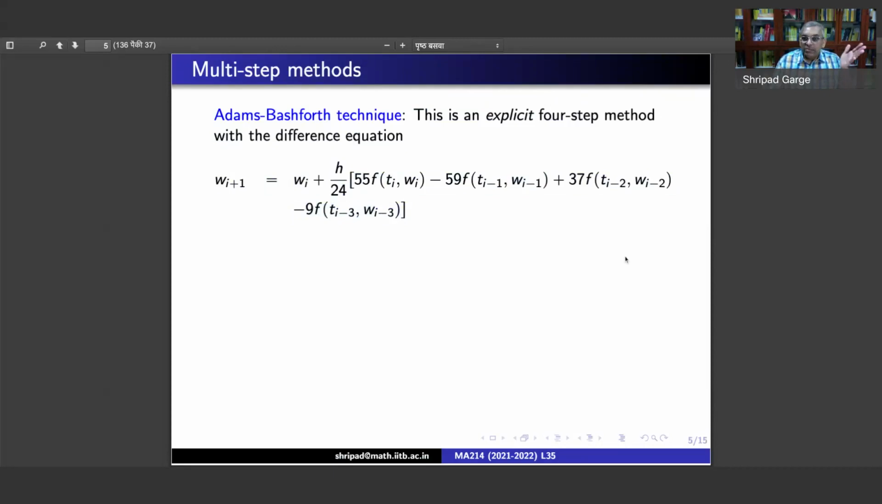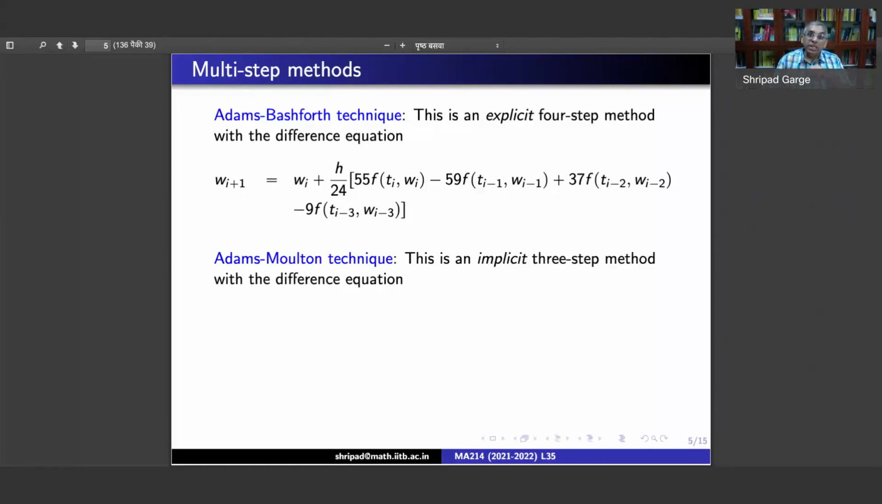How do we get all these numbers? Adams and Bashforth did not just go to sleep and have a dream where they were given these values. What they did was several other computations, and with respect to those computations, these methods were derived. But we will not go into those derivations. We will simply use these formulae. So this is an explicit 4-step method, and now there is the Adams-Moulton technique, which is an implicit 3-step method.